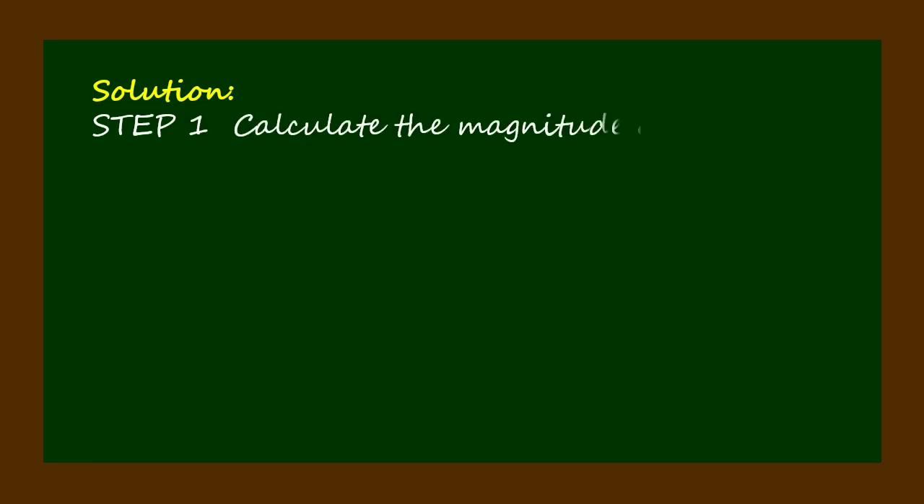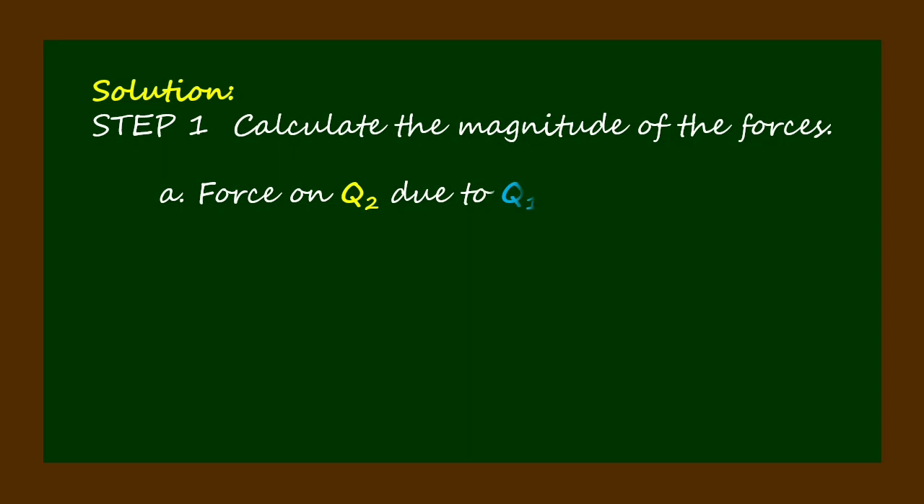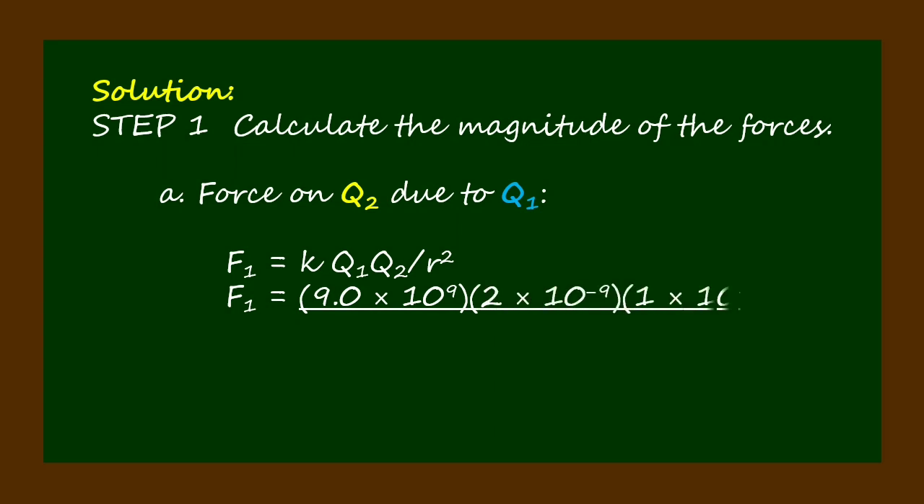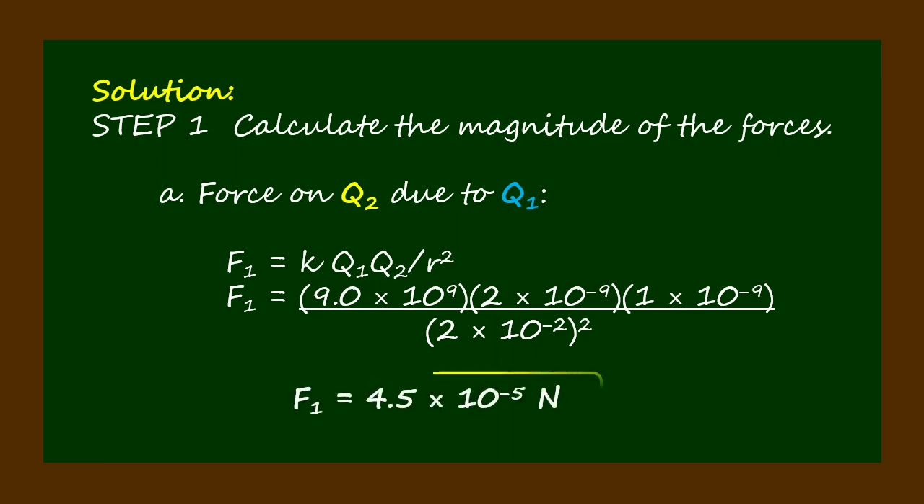For the solution, let us first calculate the magnitude of the forces. Letter A. Force on Q2 due to Q1. By substituting the given values of the electrostatic constant, charges Q1 and Q2, and the distance between the two charges into the Coulomb's law formula, we get the repulsive electrostatic force F equal to 4.5 times 10 to the negative 5 newton.